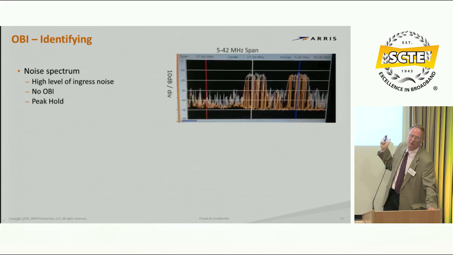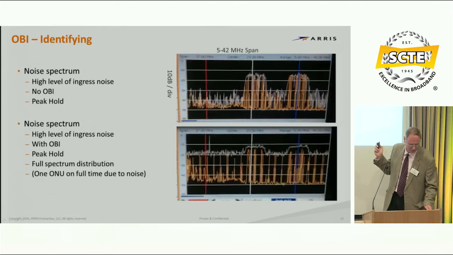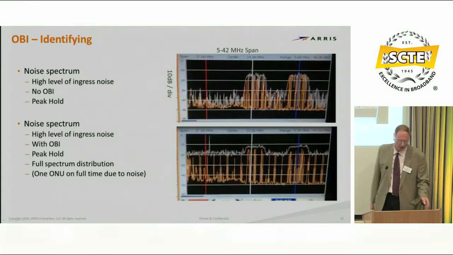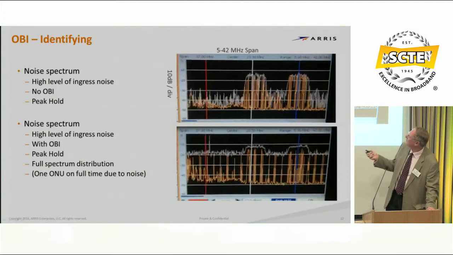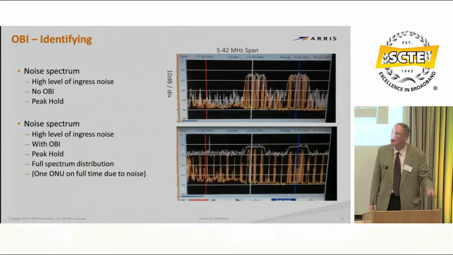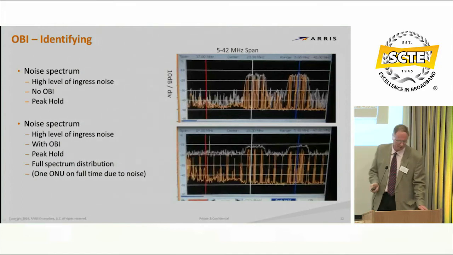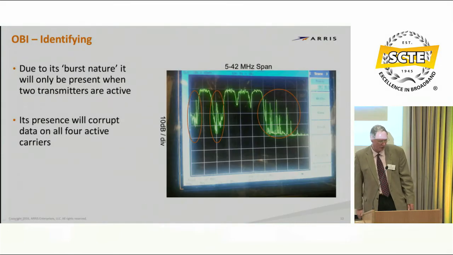Now, it's a very noisy network in this particular case, but they were complaining about OBI. So they put the spectrum analyzer on, they put it on peak hold, and this is what you see. You see the noise spikes across your whole RF spectrum, but on the peak hold trace, you can see the noise floor 5 or 6 dBs down from your carrier. And it's a very characteristic trace. If you have OBI, it'll always look like that if you use peak hold.